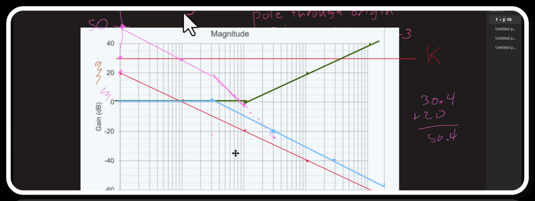Because at this point, I'm now adding in another slope of plus 20. So I was at a slope of negative 20. So negative 20 plus 20, negative 40, sorry, I was at a slope of negative 40. Negative 40 plus 20 is negative 20. So now I have a negative 20 slope again. So I want to go to the next decade and down 20, which would put me about right there.